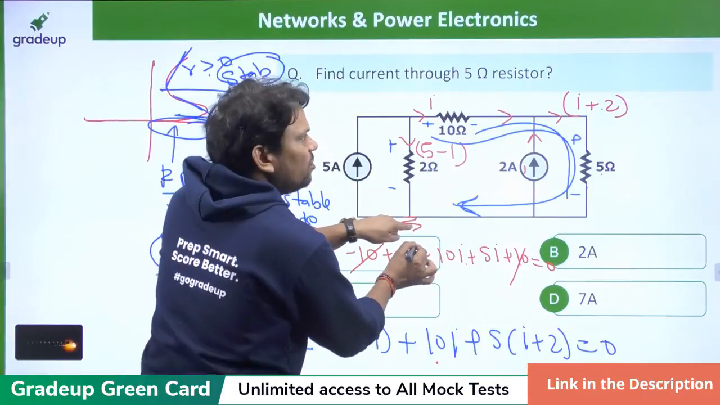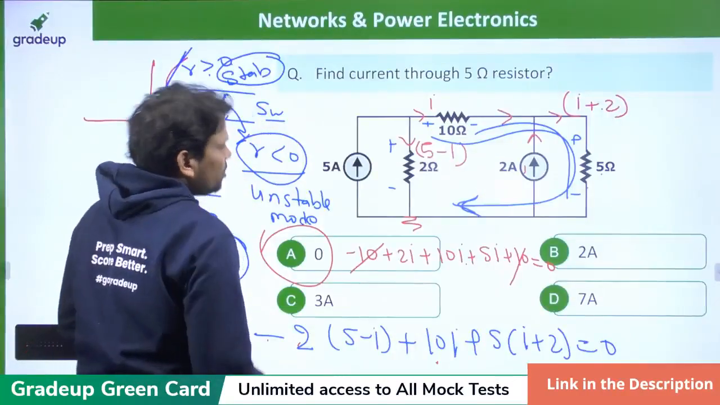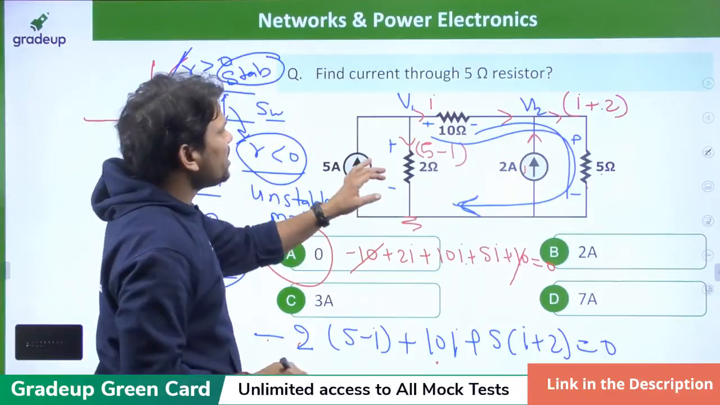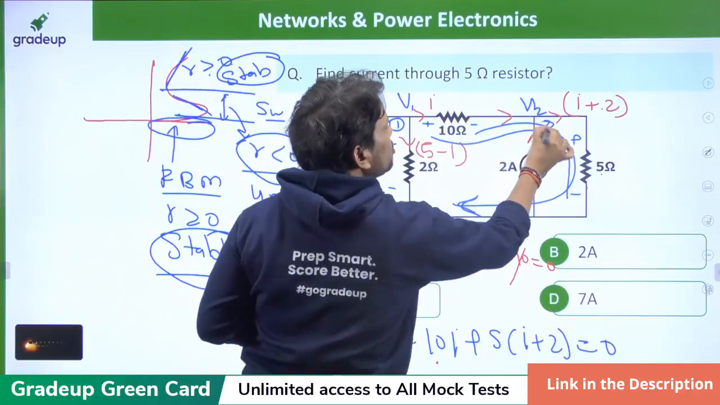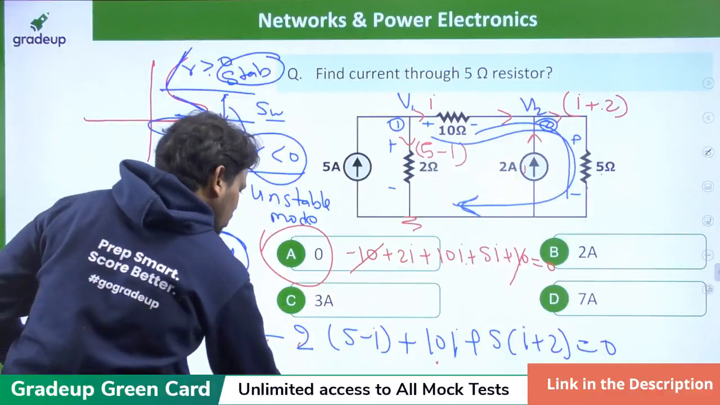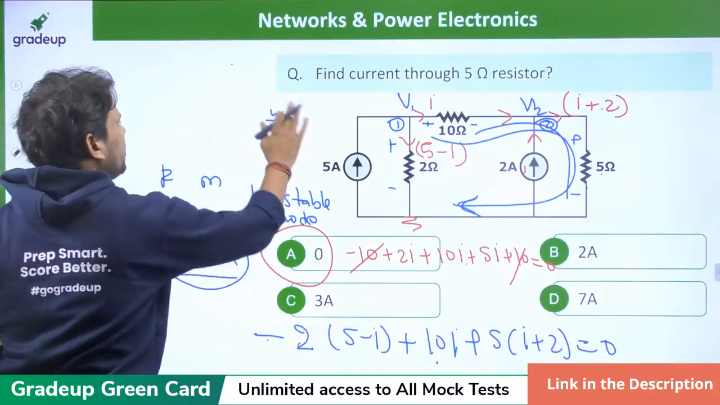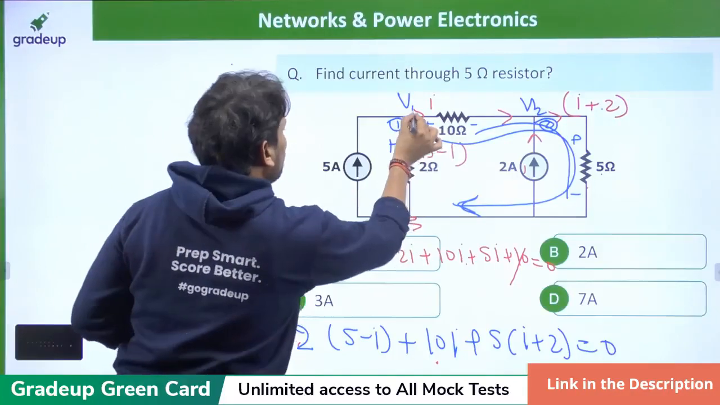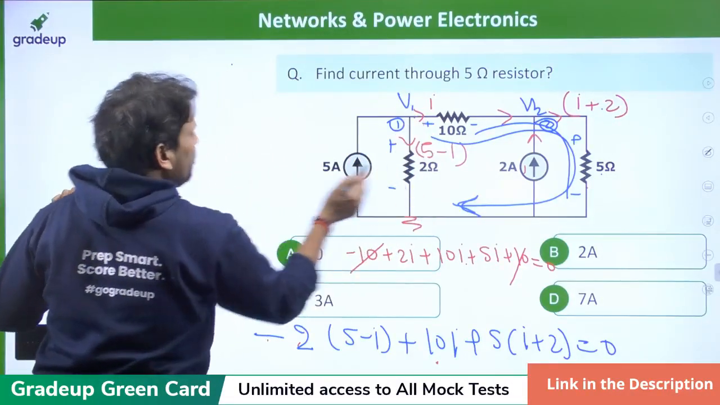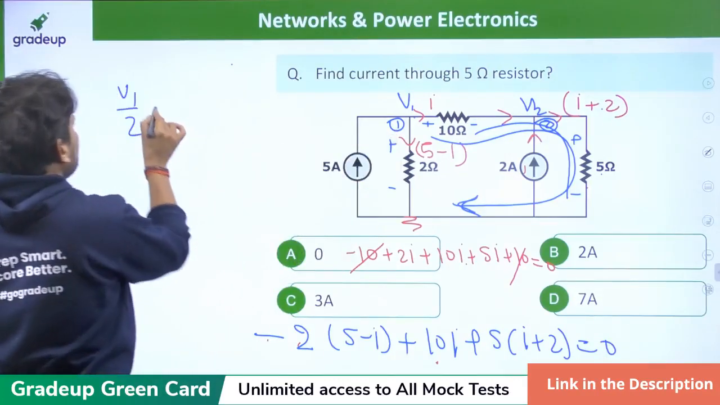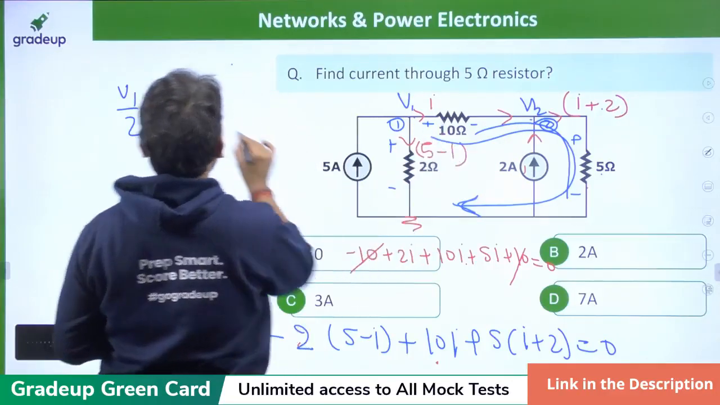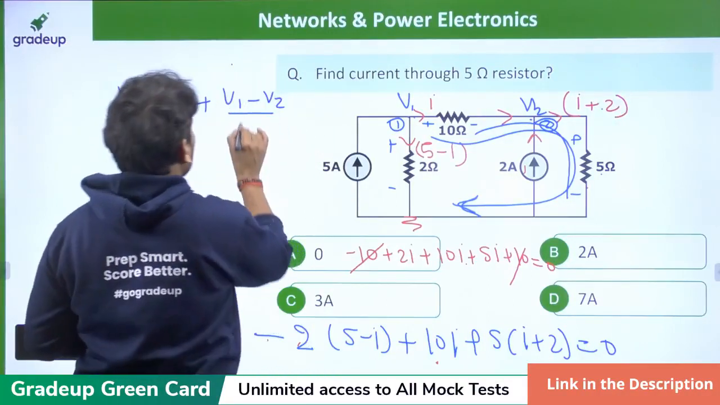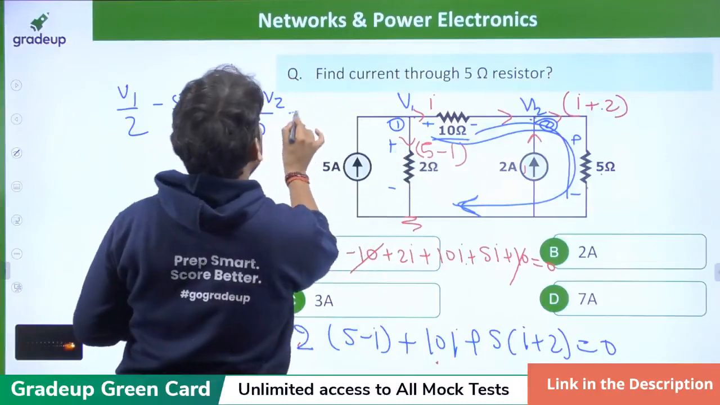See my dear friend, here take ground. With respect to ground, you can assume here some voltage V1, and there is some drop, so we can assume here V2. Now what will be the KCL equation for this node? Let this node be 1 and this node be 2. Let V1 be the highest voltage. So V1 by 2, this current is entering, so minus 5 plus V1 minus V2 by 10, this resistance is 10, is equal to 0.